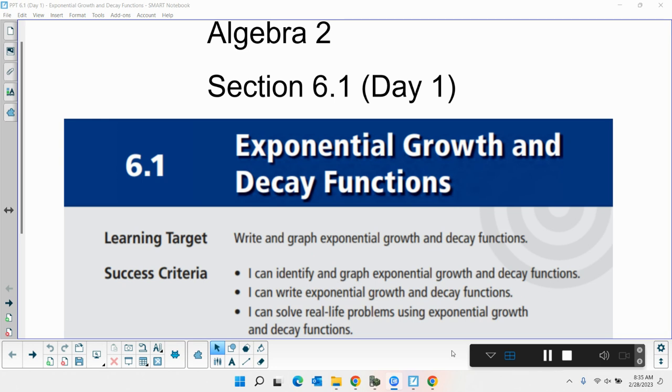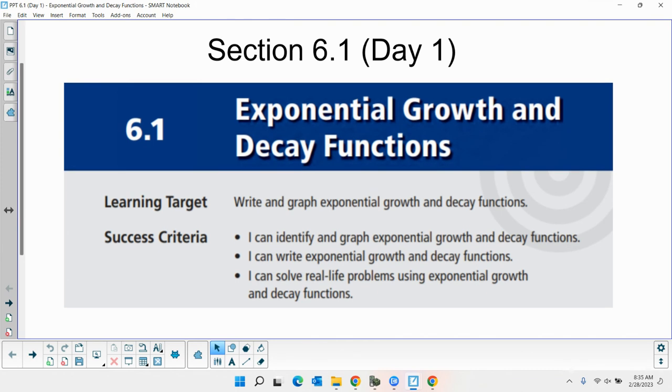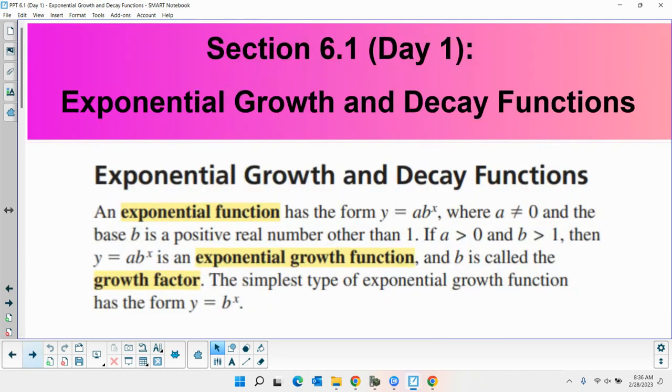All right, so we are going to talk about exponential growth and decay functions today, which is an introduction then to logarithms that we're going to start doing. Okay? So get out your graphing calculators. You'll need them because we're going to graph these exponential growth and decay functions, and we're going to use our calculator to do it. Okay?